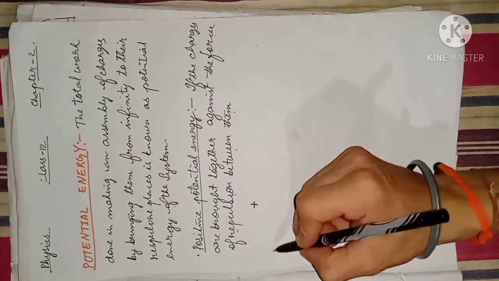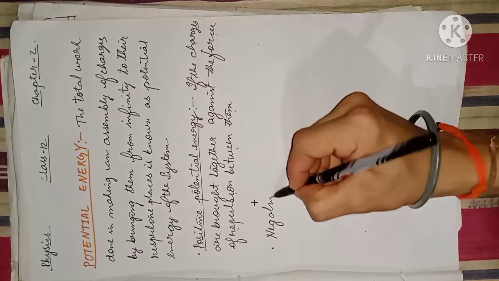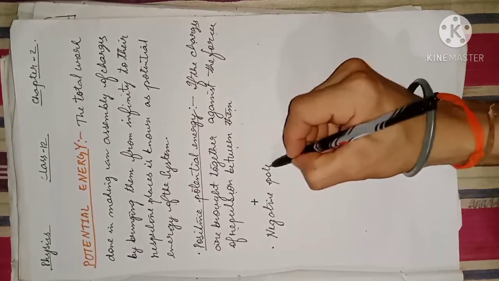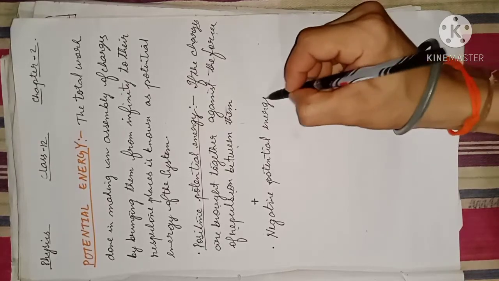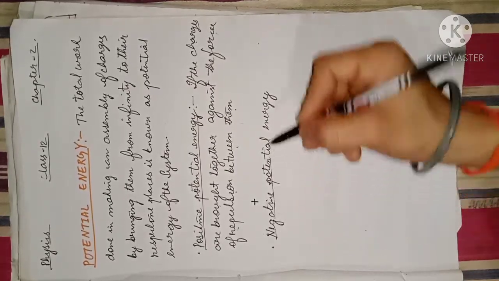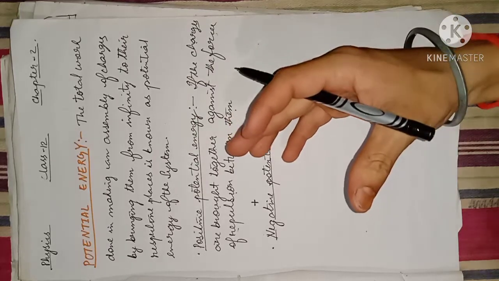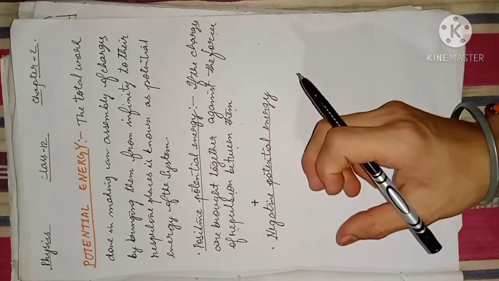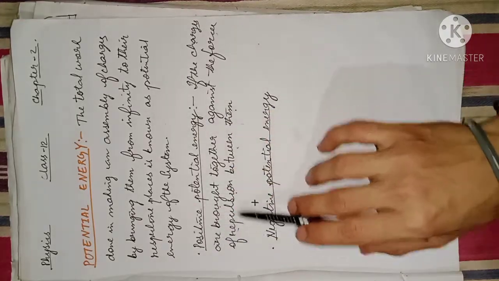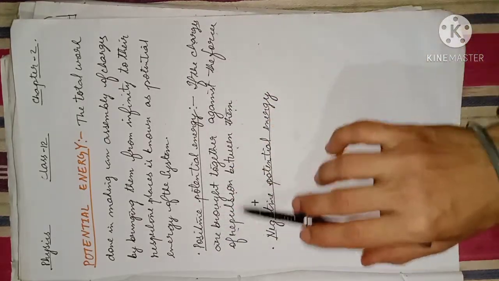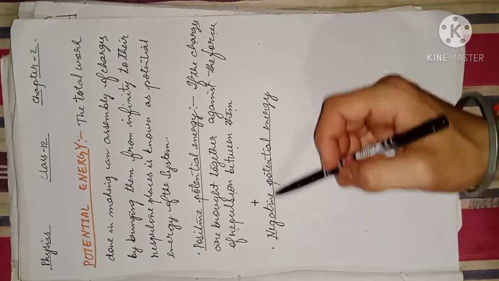The next type is negative potential energy. So what is negative potential energy? Negative potential energy means they come together under the effect of attraction, isn't it? Similarly, positive potential energy means they are against the force of repulsion. They are the opposite of negative potential energy.